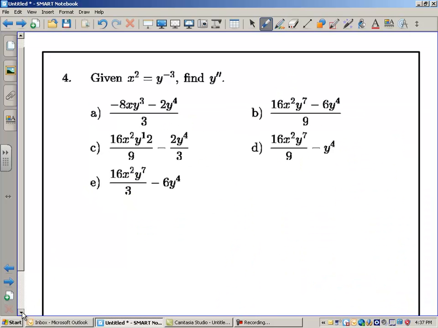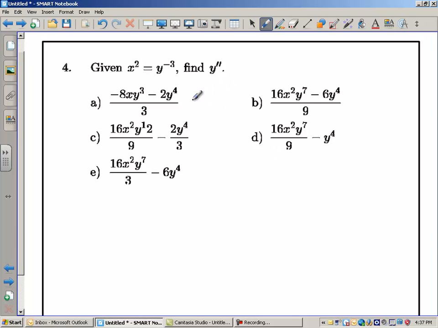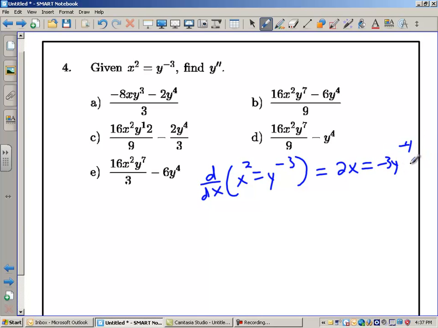Okay, let's take a look at an example of implicit differentiation with y double prime. This gets a little tricky. So first of all, we are going to take d/dx, the derivative of x squared equals y to the negative 3. So let's go ahead and do that, because to get to the second derivative, we have to find the first one. All right, so this is going to be 2x equals negative 3 y to the negative 4, and then we have to multiply this times the derivative of y, dy/dx. So there's the first derivative.